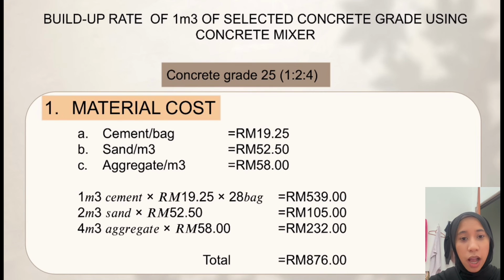So the next one, I will explain about the build-up rate of the selected concrete. The concrete that we use is grade 25, that consists of ratio 1:4. Firstly, we will calculate the material cost, which has cement, sand and aggregate. Based on cement and aggregate, we refer to the ratio 1:4. The total that we calculate is 176 ringgit.